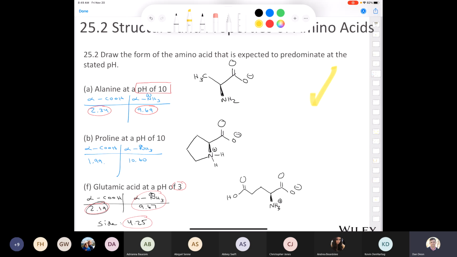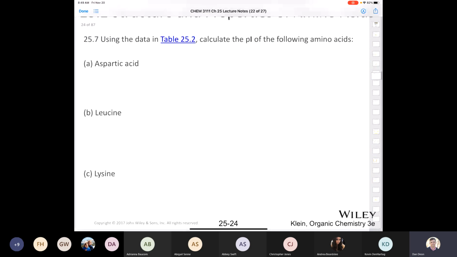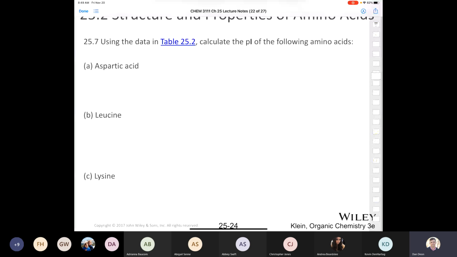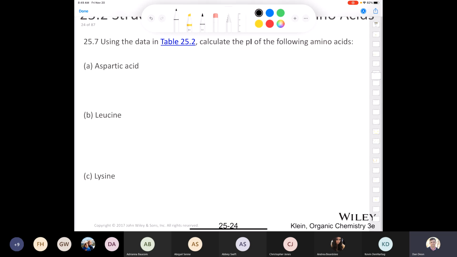All right, nifty. Well, let's pick up the pace a little bit. I think I'm probably going through these pretty slowly. It says use the data in the table with all the pKa's to calculate the isoelectric point of the following amino acids. Well, aspartic acid has an acidic side chain, I should say. So its alpha carboxyl, I'll write them a little quicker, is 1.88. Its alpha protonated amine has a pK of 9.60. And the side chain is a pK of 3.65.